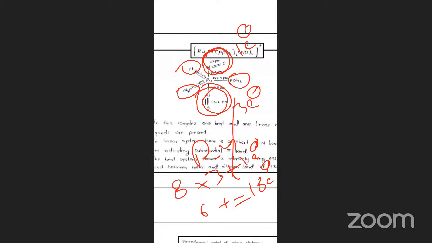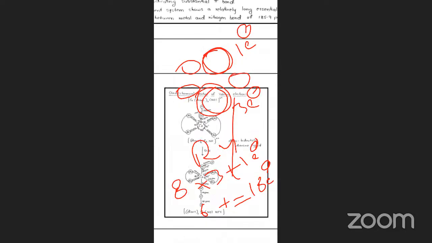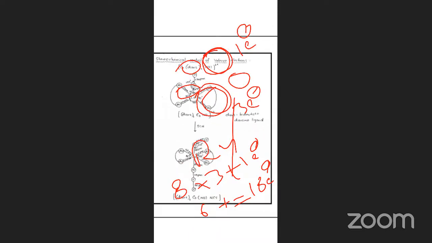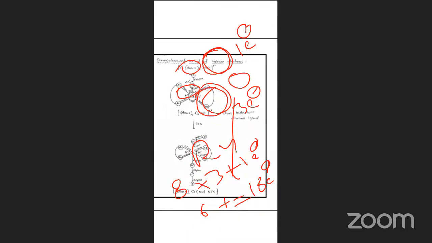Next, another complex is there. The stereochemical aspects of the valence electrons of another complex. What is that complex?